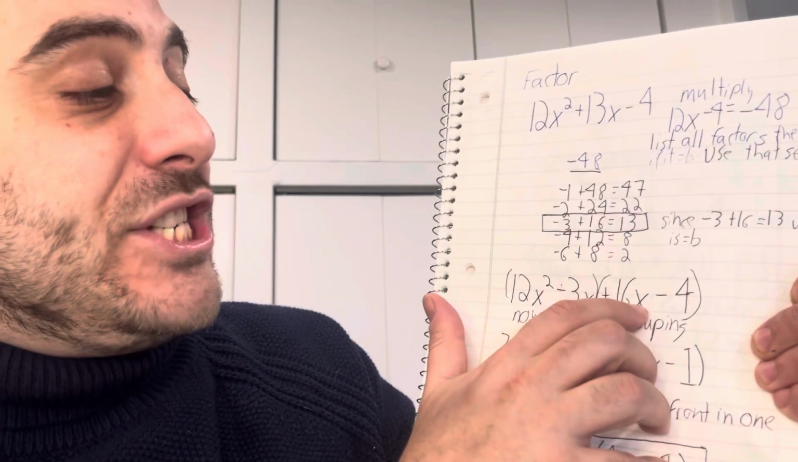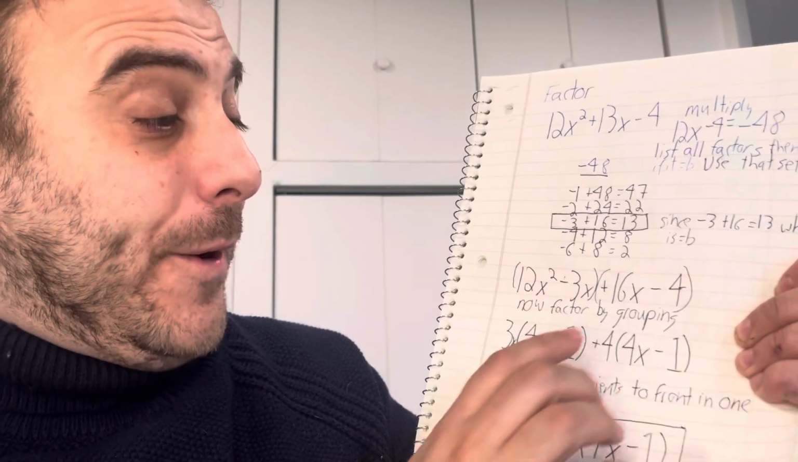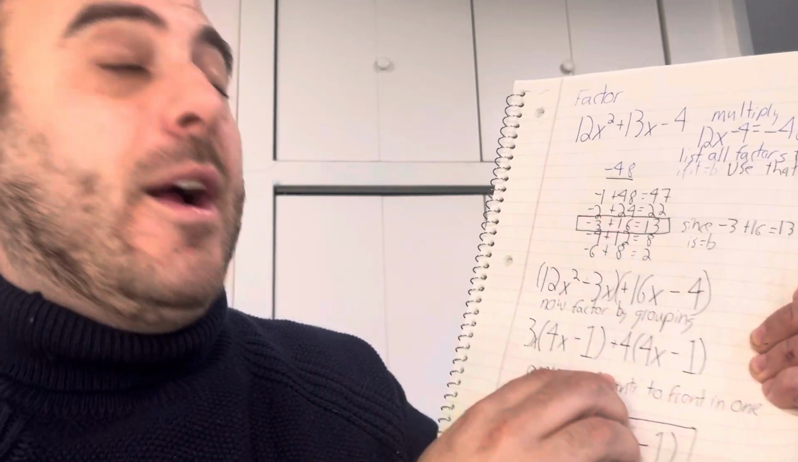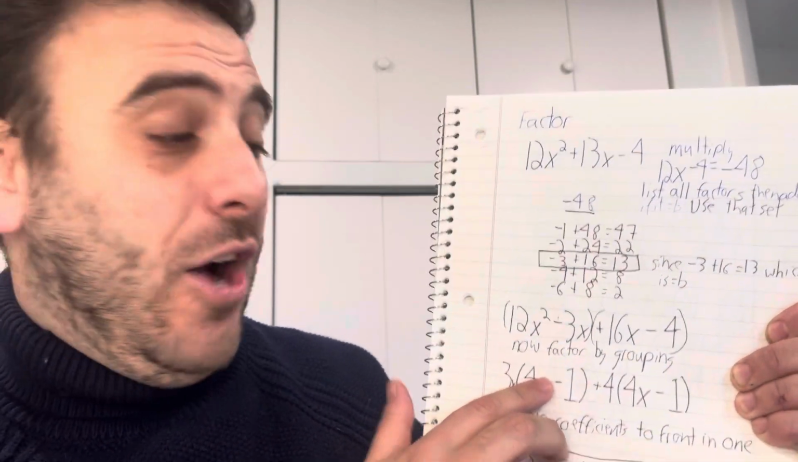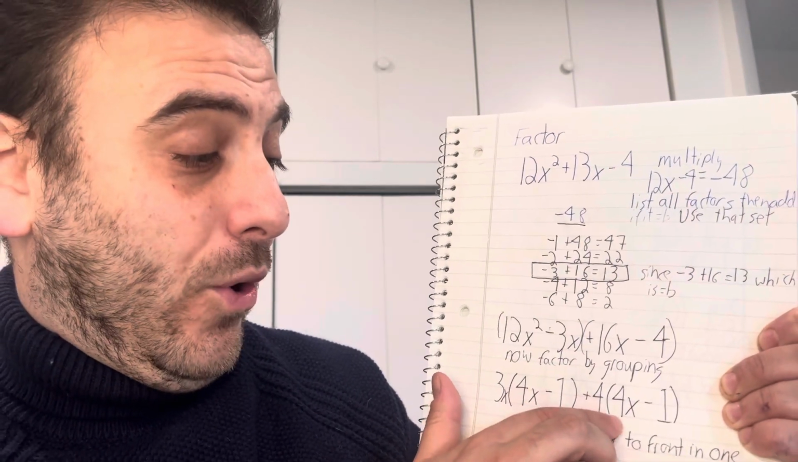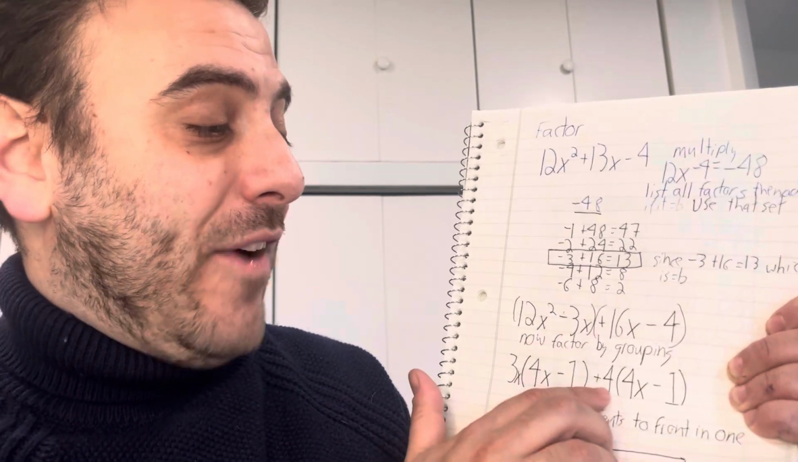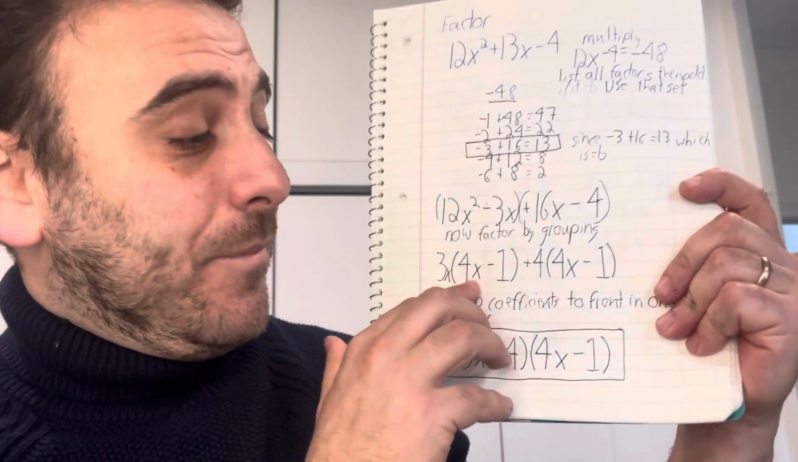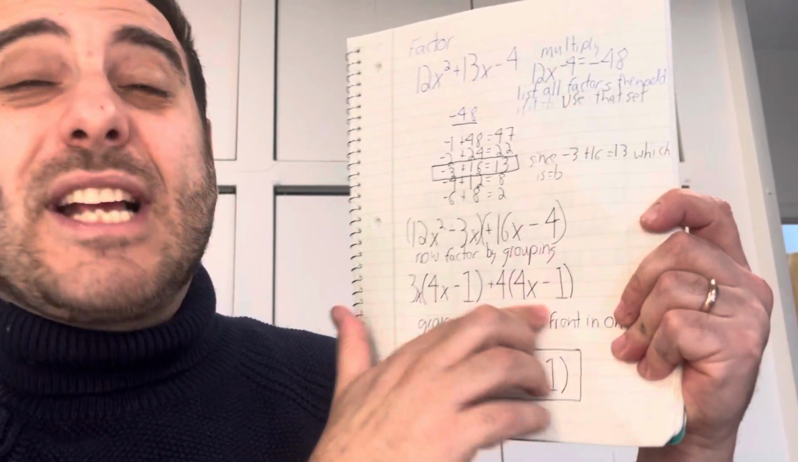Now we're going to factor 16x minus 4. 16x and negative 4 both have a common factor of 4. 16x divided by 4 is just 4x. And negative 4 divided by 4 is just negative 1. Now you see, look at this factor. 4x minus 1, 4x minus 1.